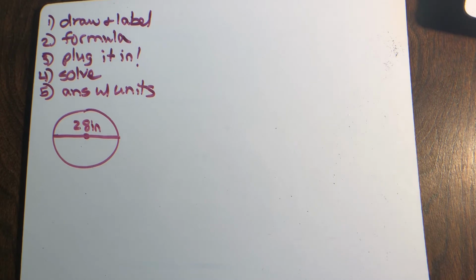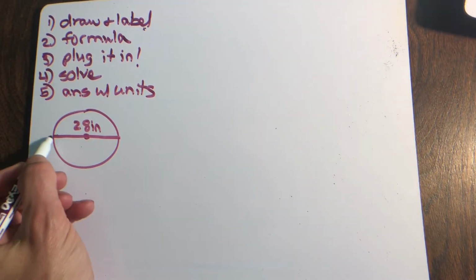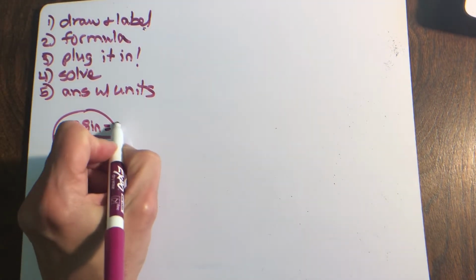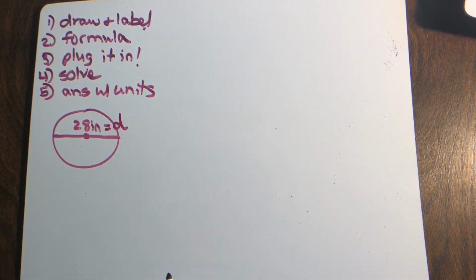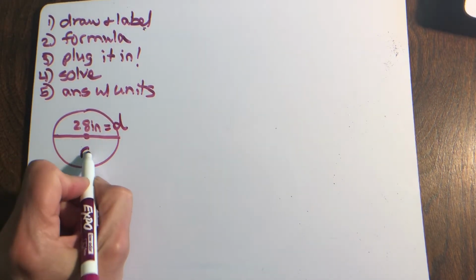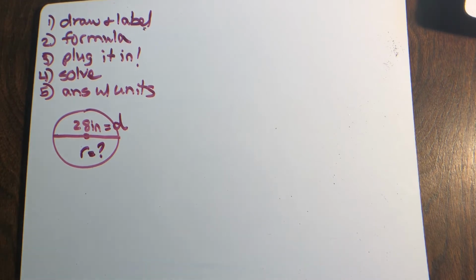How would you label this? Well, it goes all the way across, so that's the diameter, D. So now I'm telling you that you need to go and find the radius. So go ahead and mark it on your paper.